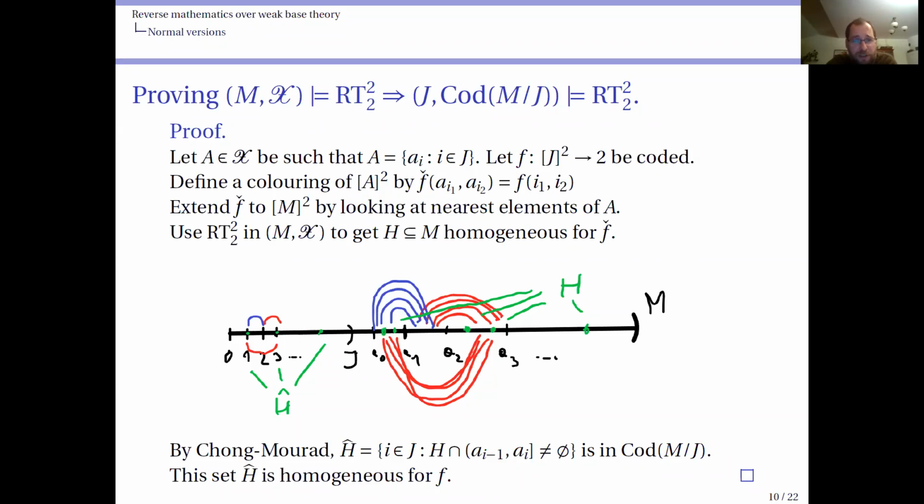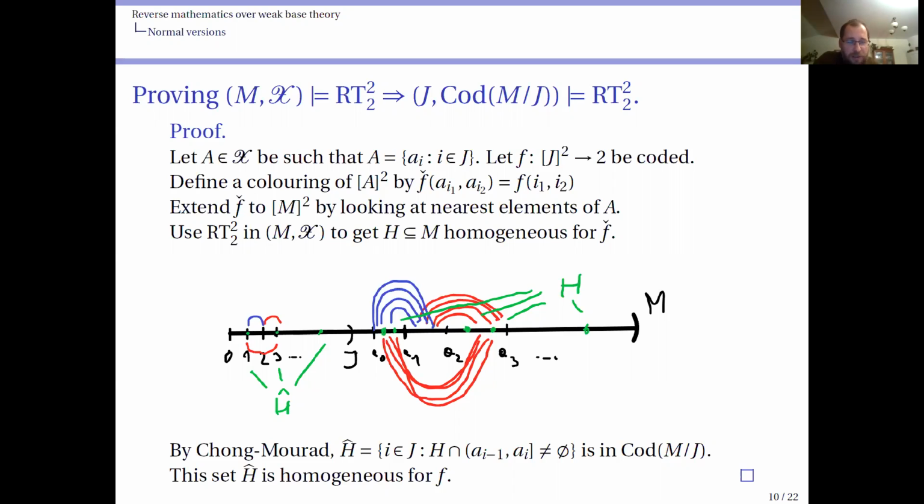Well, okay, you've got this proper cut J. Then there is a set which is indexed, meaning increasingly enumerated, by J. So if we've got the cut J, there's going to be a set A that the model M recognizes to be a set, such that A is indexed by J. A is A0, A1, A2, A3, and so on, and the indices run up to J. Let's say we have a two coloring of pairs from J, and it's coded in the model, and we want to show that there is a coded homogeneous set for this on J.